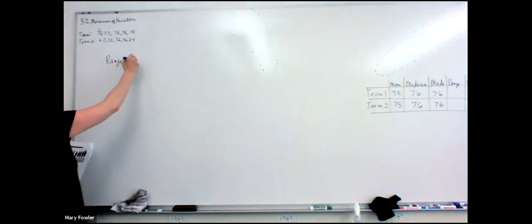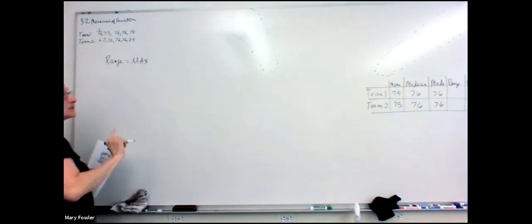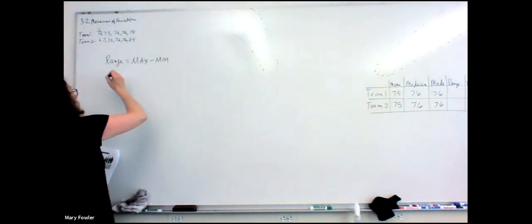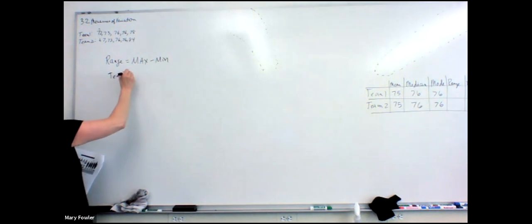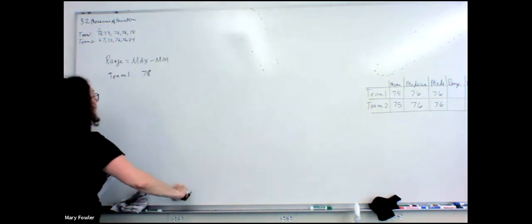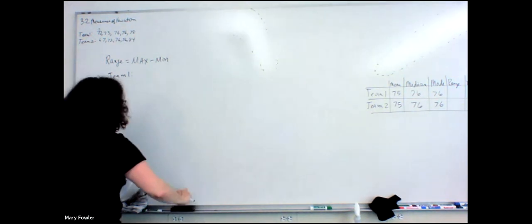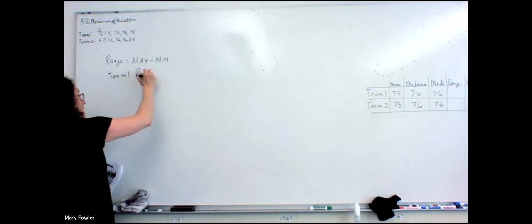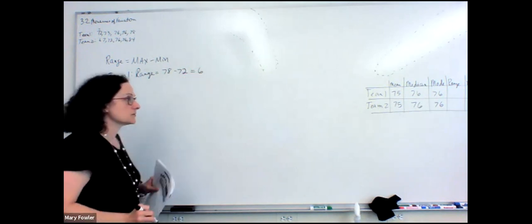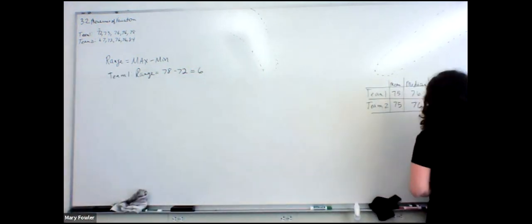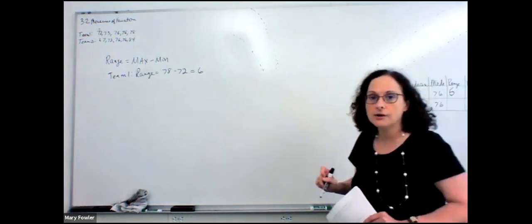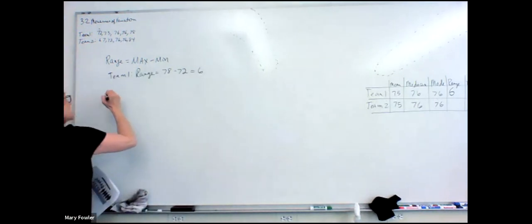And the range is equal to the max, the biggest number in your data set, minus the min. All right. So for team 1, the maximum is 78 and the minimum is 72. So we see that our range is equal to 78 minus 72, or 6. So let me go store that over here on our table of numerical measures, 6. Okay, and let's get the range for team 2.